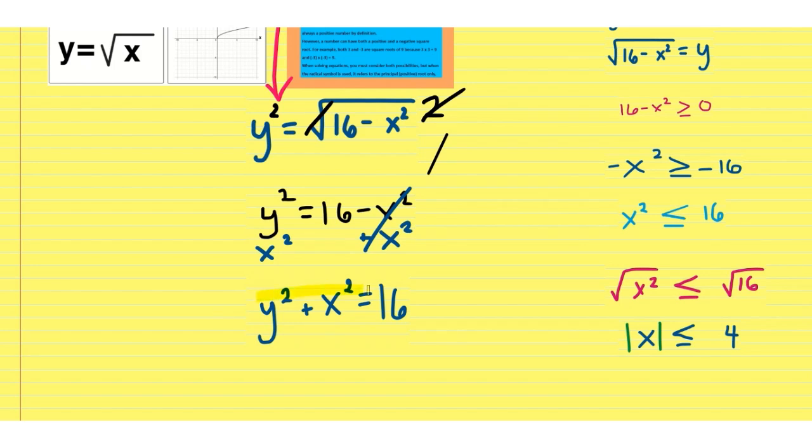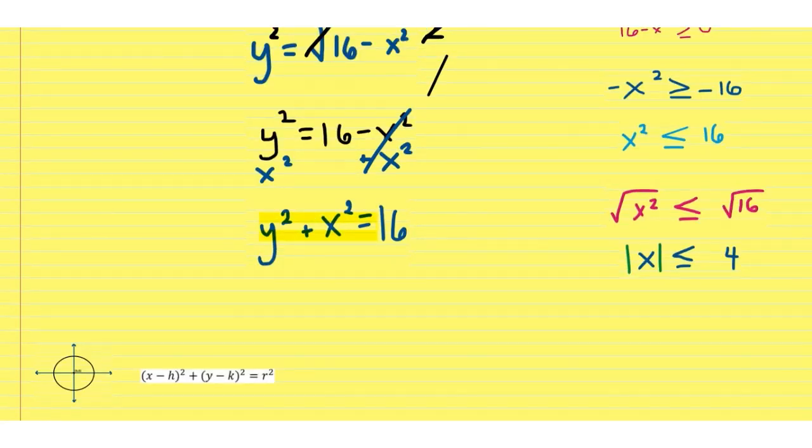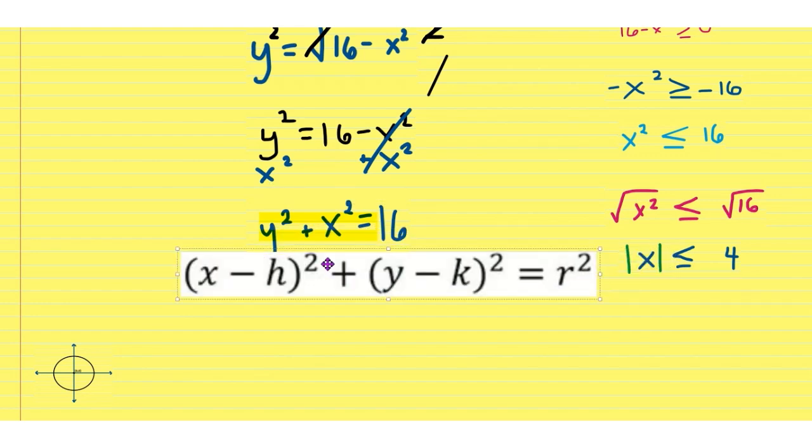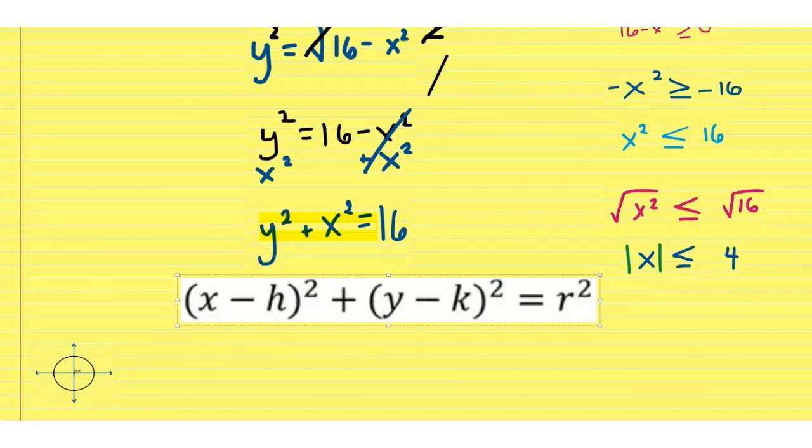So y squared plus x squared equals 16. That is actually the equation of a circle. If you remember correctly, the general equation of a circle is this right here. It's x minus h squared plus y minus k squared equals r squared. And of course, in this particular circle, it means that the h and the k are actually going to be 0.